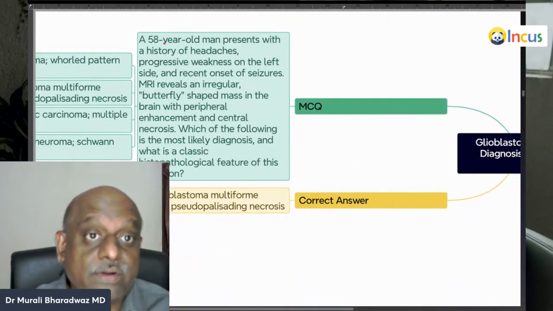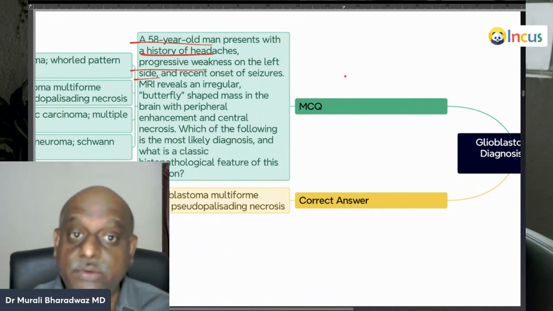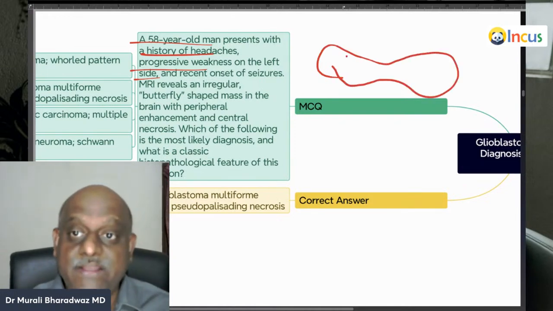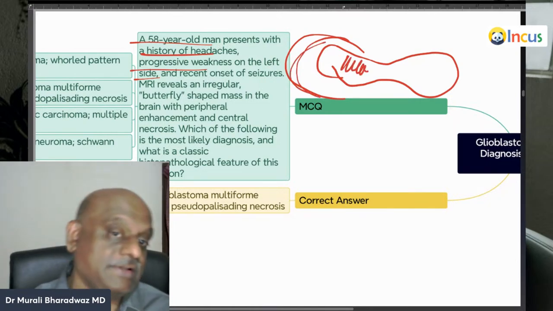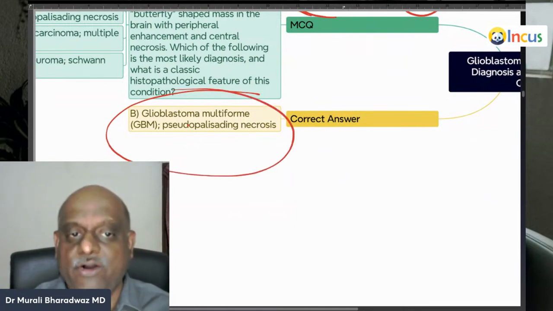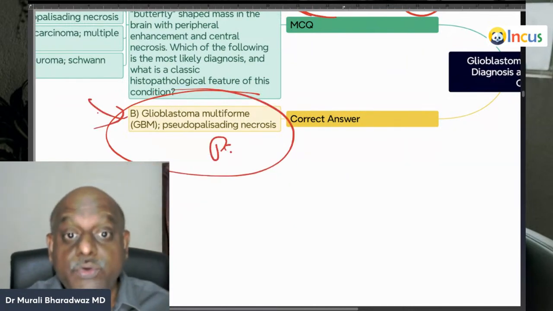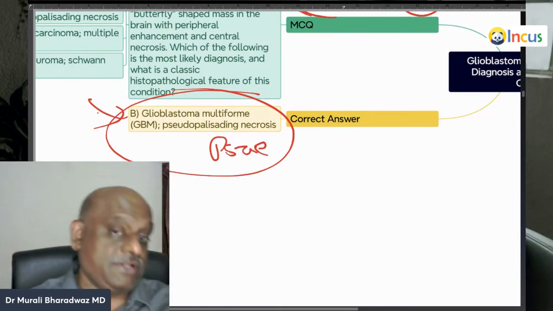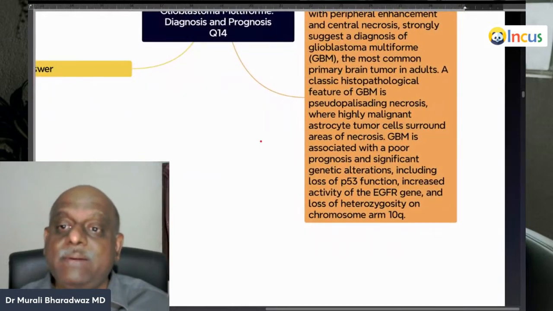A 58-year-old man has a history of headaches and progressive weakness of the left side. MRI shows a butterfly-shaped mass in the brain with peripheral enhancement and central necrosis. It is the classical histopathological finding of glioblastoma multiforme, which has pseudopalisading necrosis, like layers of necrosis spread. Glioblastoma multiforme.